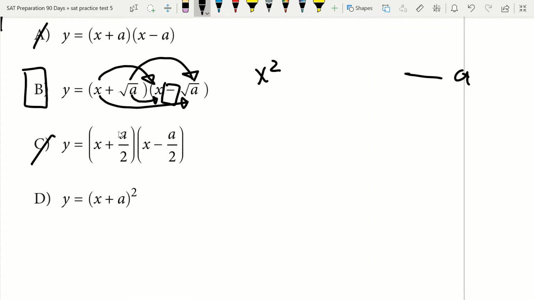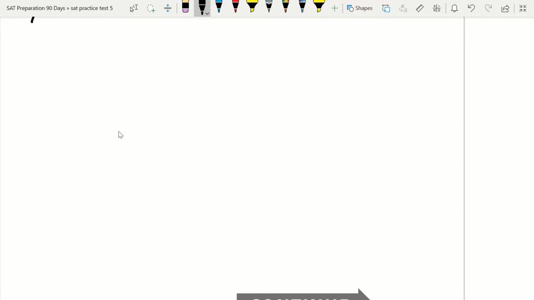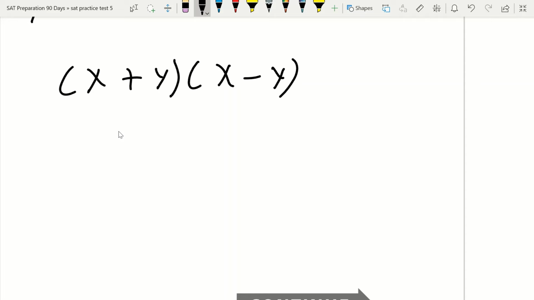Now, I just want to show another way to view it without the square root sign at the end, because oftentimes it does show up without a square root like that. So let's just say that we wrote it like this, and we'll use a y and an x. Let's say we had x plus y times x minus y. This is the difference of perfect squares rule.